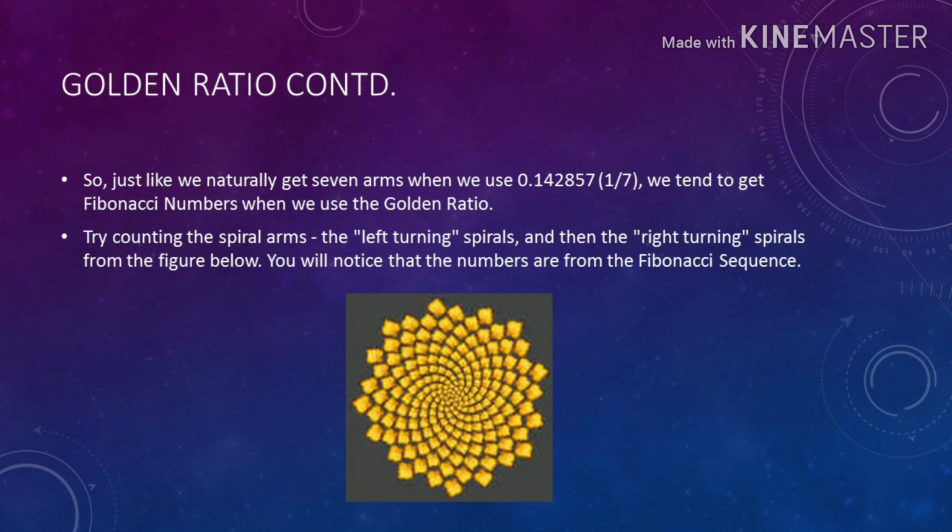Golden ratio continued. So just like we naturally get 7 arms when we use 1 by 7, we tend to get Fibonacci numbers when we use the golden ratio. Try counting the spiral arms, the left turning spirals and then the right turning spirals from the figure below. You will notice that the numbers are from the Fibonacci sequence.